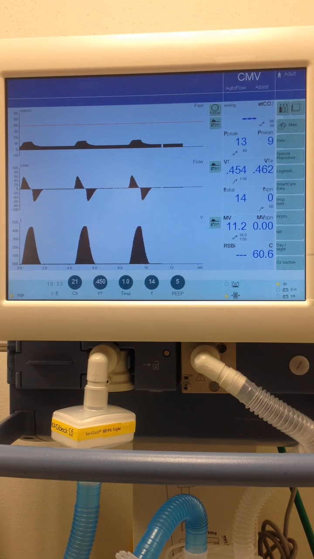So changes in compliance. When you are in a volume mode with autoflow enabled, you are going to see the changes in volume and the changes in your peak pressure with the ventilator reading that first breath after the change as a volume breath.